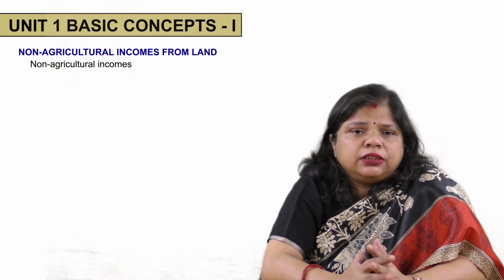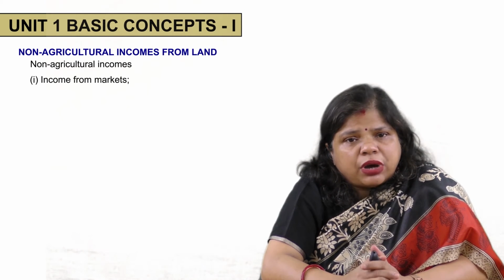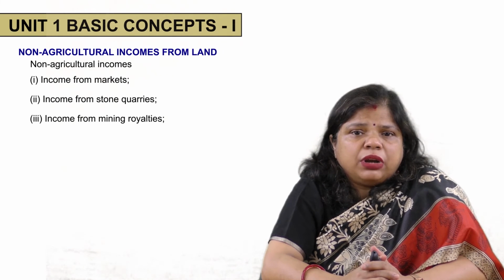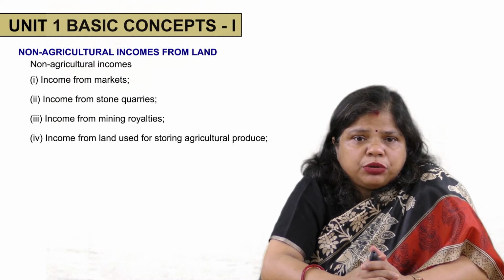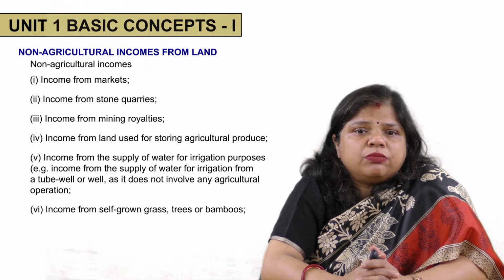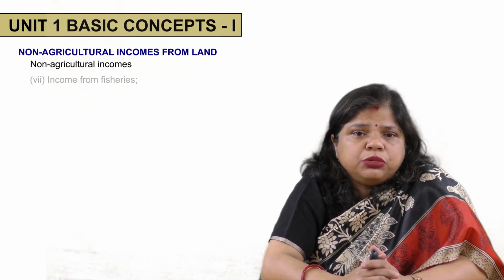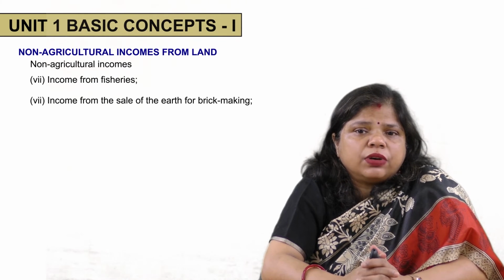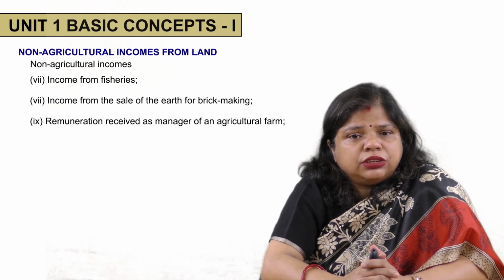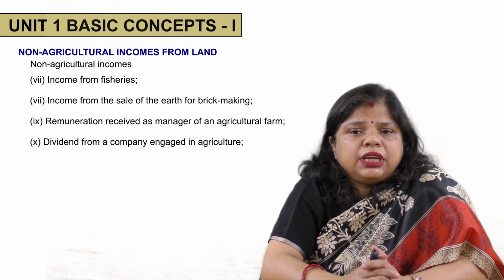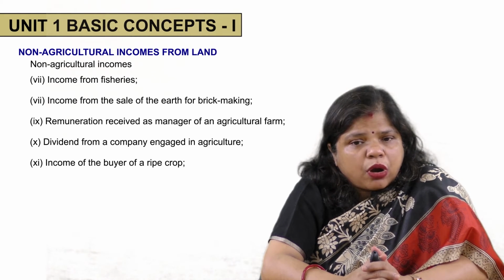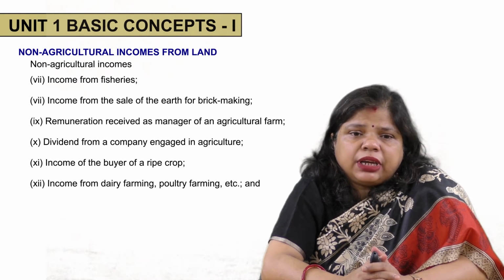So, non-agricultural income are like income from market, income from stone quarries, income from mining royalty, income from land for storing agricultural produce, income from supply of water for irrigation purpose, income from self-grown grass, tree or bamboo, income from fishery, income from sale of earth for brick making, remuneration received as a manager on agricultural farm, dividend from company engaged in agriculture, income of buyer of ripe crop, income from dairy farming, poultry farming, etc.